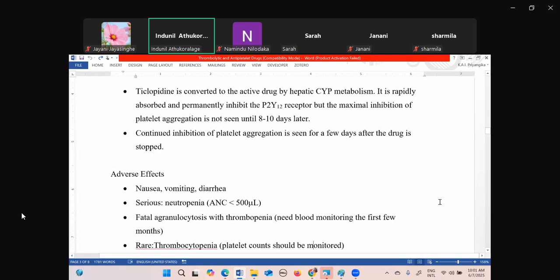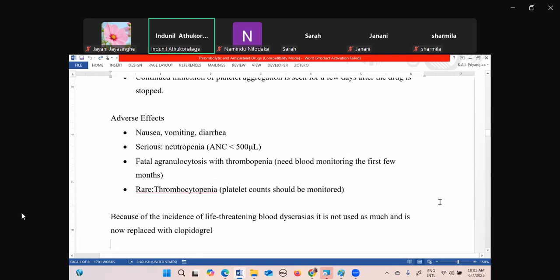So adverse effects: nausea, vomiting, diarrhea, serious neutropenia, fatal agranulocytosis with thrombopenia. Therefore, blood monitoring for the first few months is required, and rarely thrombocytopenia, where the platelet counts should be monitored, so that can happen. Because of the incidence of life-threatening blood dyscrasias, it is not used as much and is now replaced with clopidogrel.